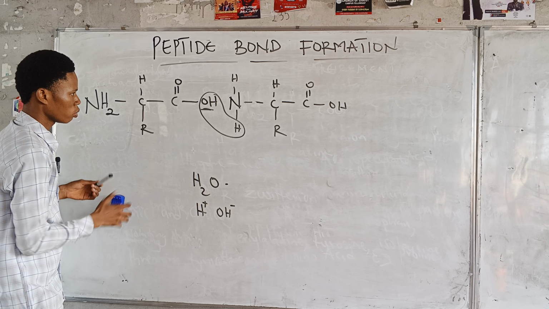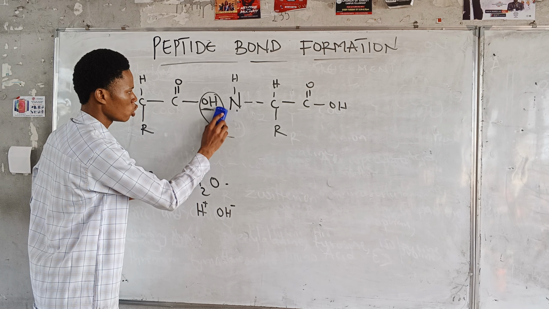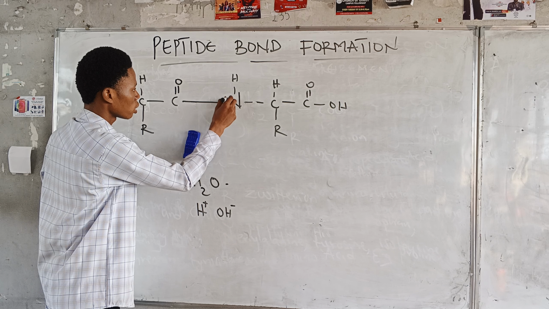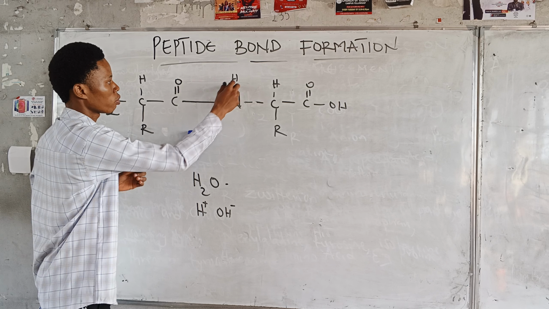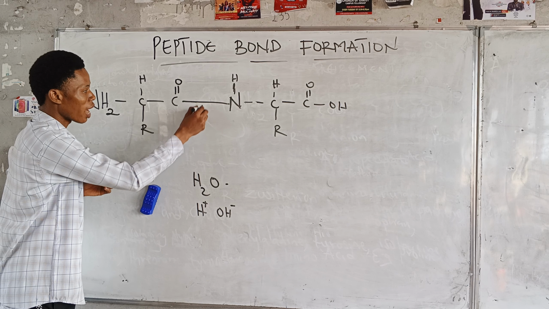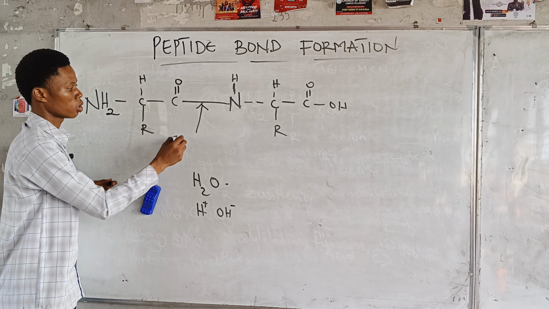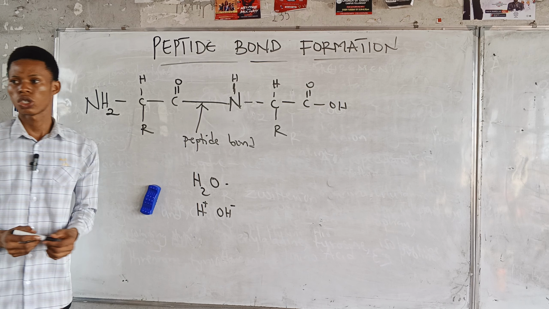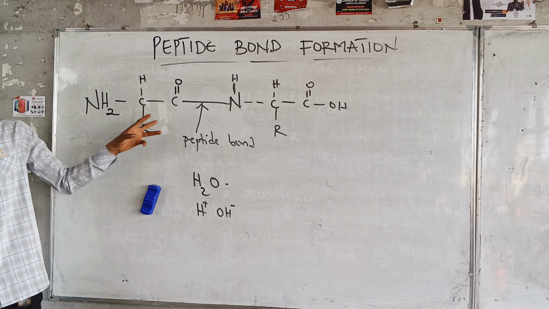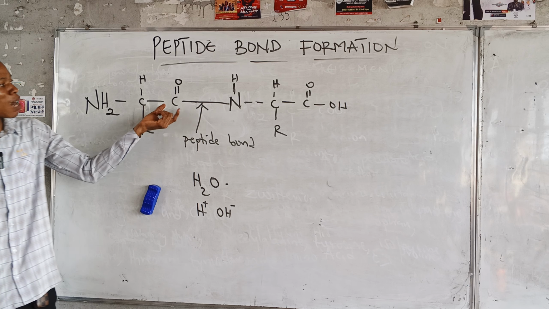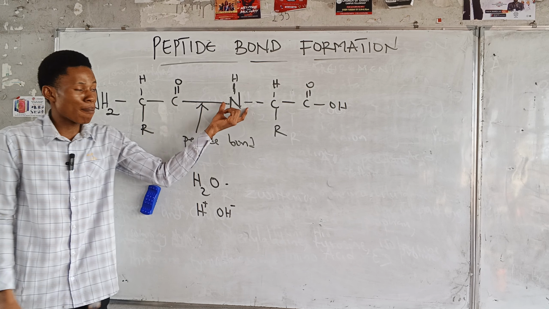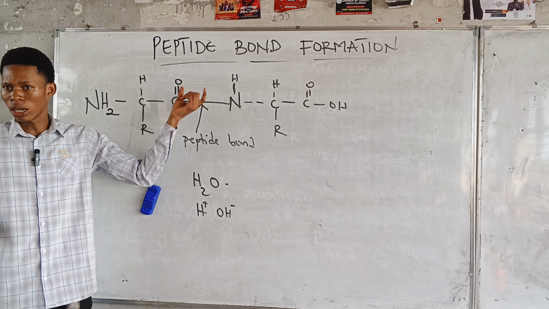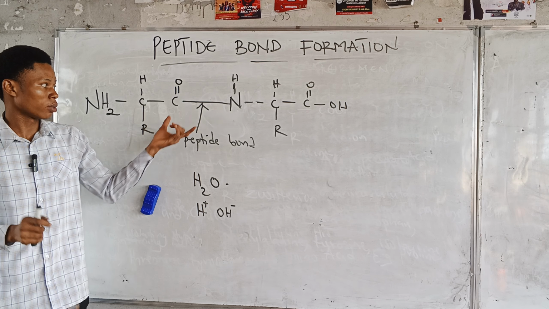So if this water is formed and is given off, this is all that will be left, right? I'll now join this like this. H2O has been given off. This bond you have here is called the what? Peptide bond. So you notice that the peptide bond is formed between the carboxylic acid group and the amino group, right? Do you understand? Yes. I'll take it again.